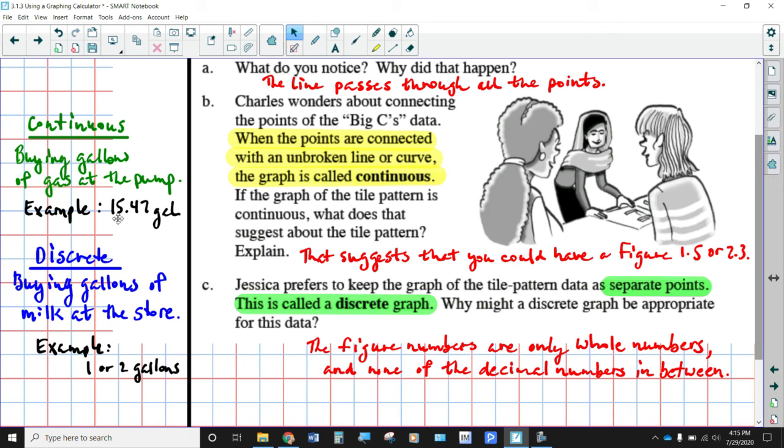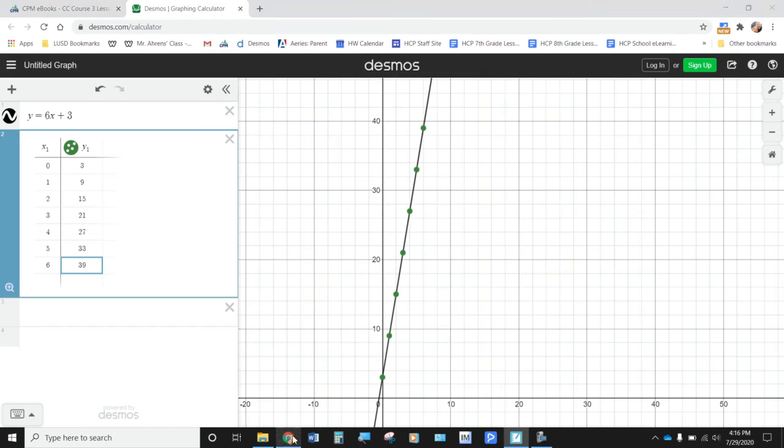And here's my example. You could fill up your tank and it would take 15.47 gallons of gas. Well, you're not going to plot hundreds of thousands of individual points to represent every possible combination of gallons that you can purchase at the gas pump. So you just connect 3 or 4 points with a straight line, and you would know that all of the points in between are represented on that line, okay?